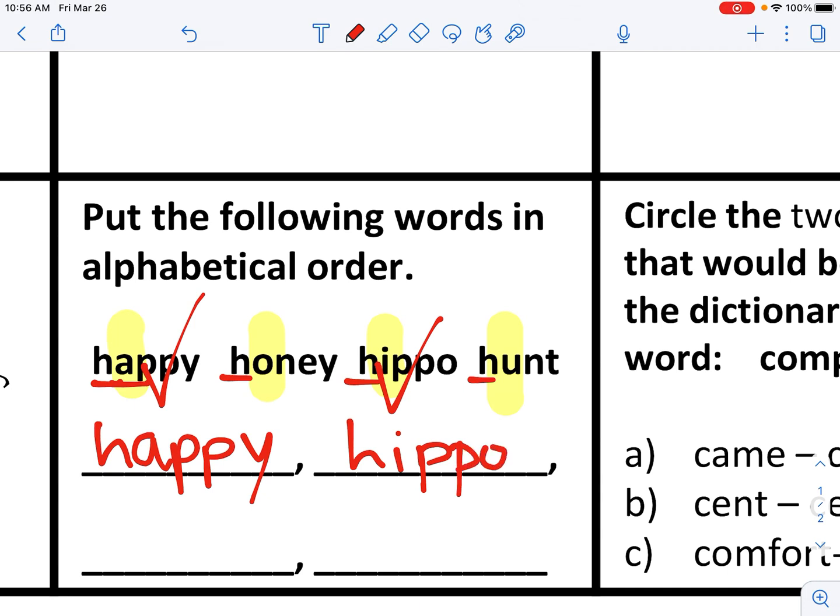Now I'm between O and U. Which letter comes next? O. So honey would come third. And last would be hunt.